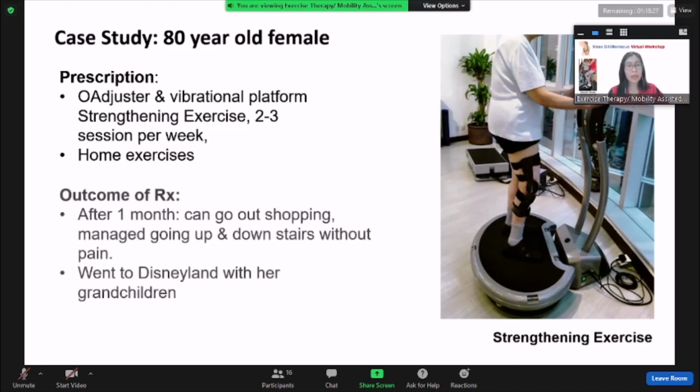And after 1 month, what happened is that this lady was able to go out shopping, manage going up and downstairs without pain, and even went to Disneyland with her children, with her grandchildren.